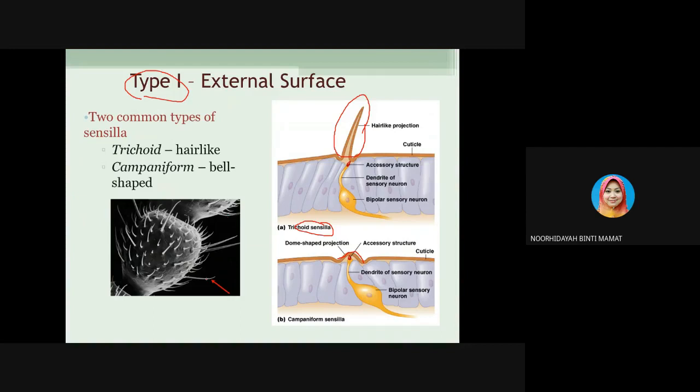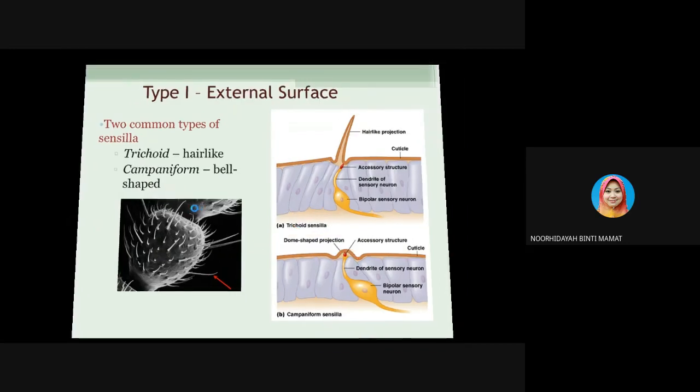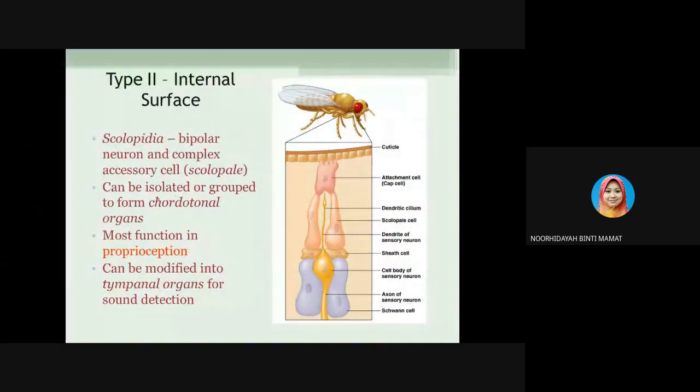So this is the sensilla. The sensilla are arthropod sensory organs that protrude from the cuticles of the exoskeleton, or sometimes they lie within or beneath the exoskeleton. Okay, so that is the sensilla. And for the type 2 cells in insects, they have the scolopidia.